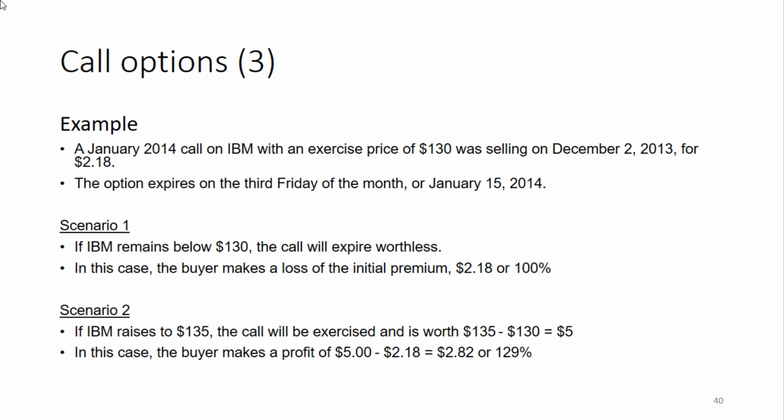So you don't actually have to exercise the option and then sell it in the market, but you could simply have an automatic cash settlement on the call option itself.